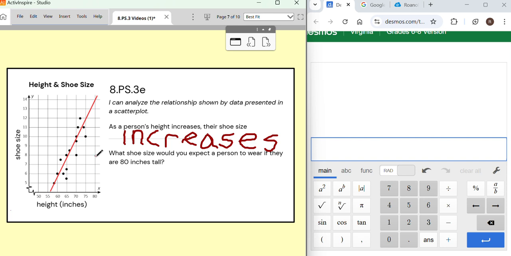Well, here's 80 inches. We're going to follow it up to the trend line, which is right about there. And I would expect they would wear a size 14 shoe. So you start at 80, you go straight up to where your trend line is, and follow it over to the size there.